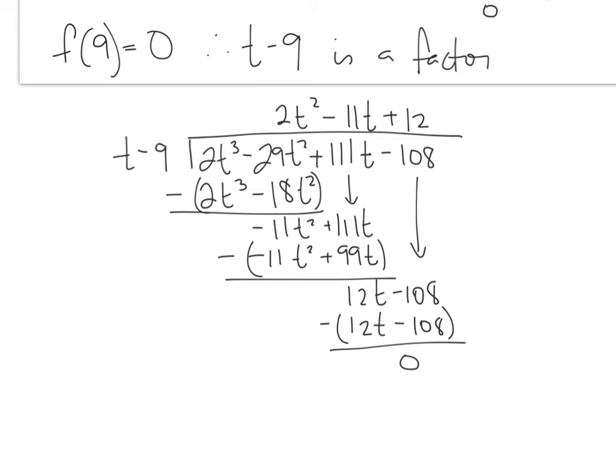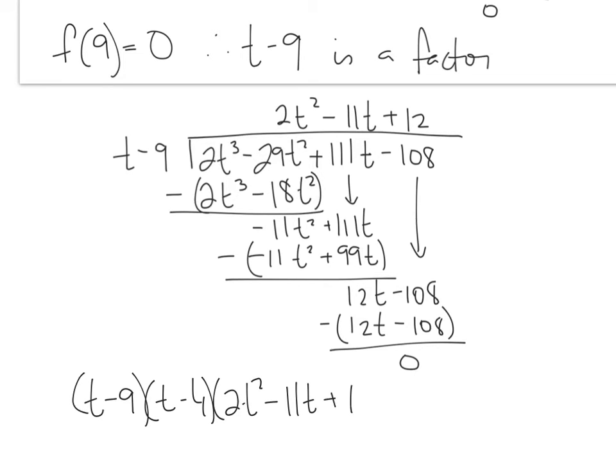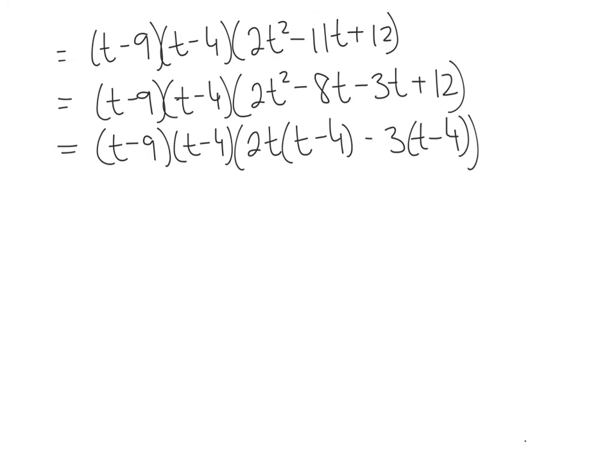And so our factors are going to be t minus 9, t minus 4 from before, and 2t squared minus 11t plus 12. Okay, so I just rewrote this up here. That's from the page above. And now we wanted to take this trinomial and factor it further.